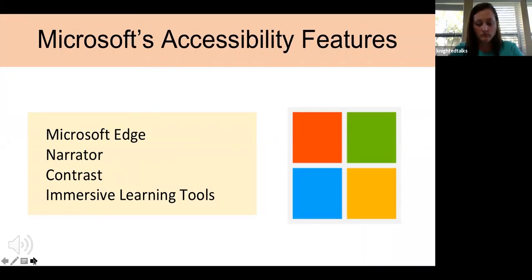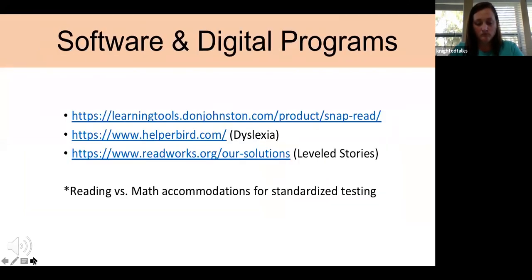Microsoft is also doing an incredible job at ensuring that their products are accessible to all individuals. So feel free to click on the little Windows logo and it will take you to Microsoft's accessibility website. I wanted to highlight some really great features such as Microsoft Edge, Narrator, the ability to change and adjust contrast, and immersive learning tools. Check it out. Please check out these websites at your convenience.